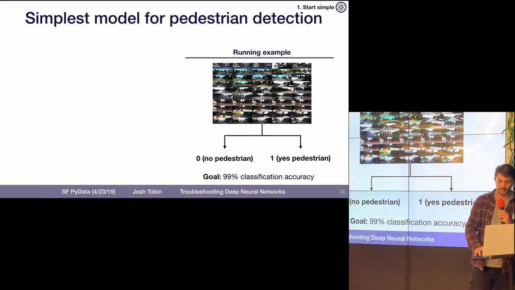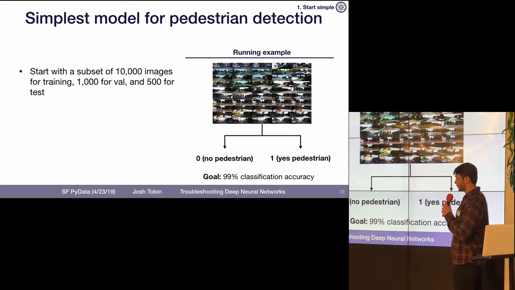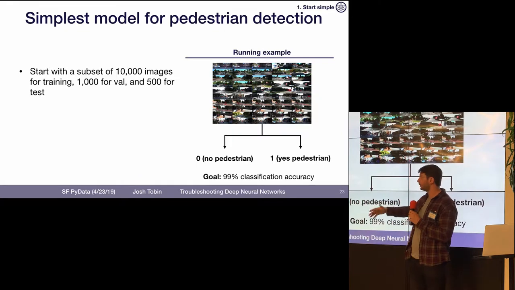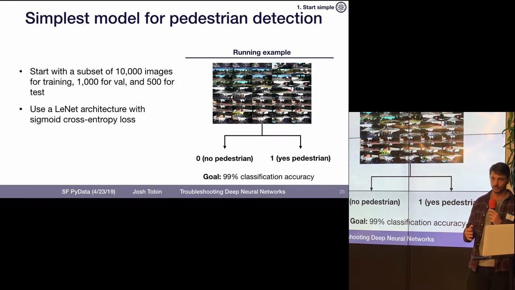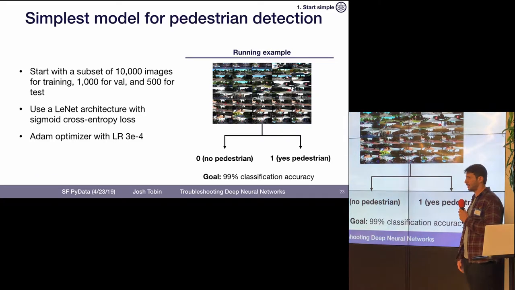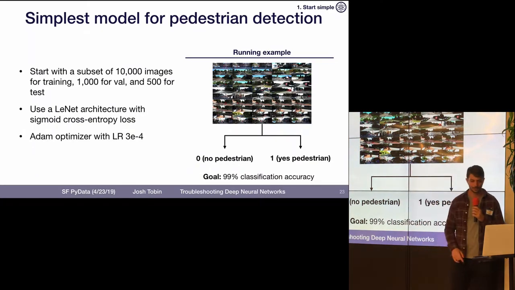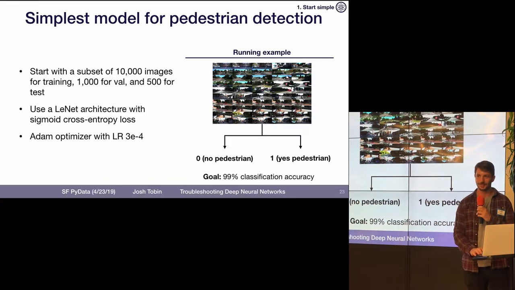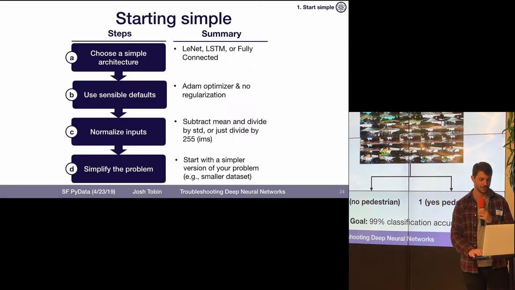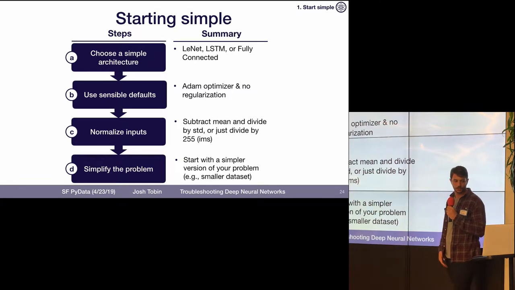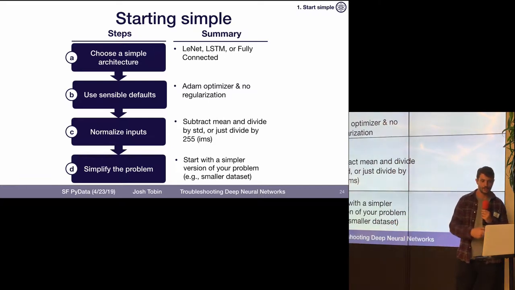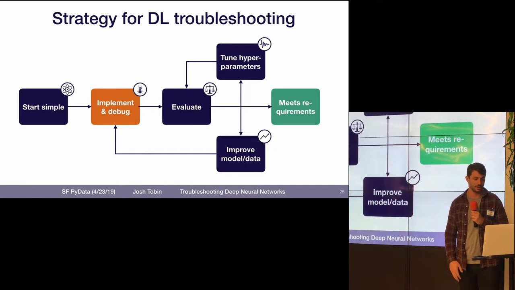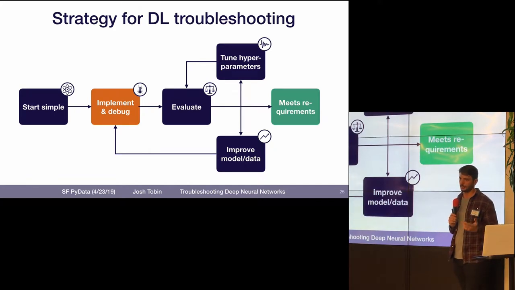And coming back to our running example of pedestrian detection, what might this simplified version look like? We're a self-driving car company, so we have millions of images. We might start with a subset of 10,000 of them and use, again, a very simple convolutional neural network architecture. Use the Adam optimizer with the magic learning rate. This is always the learning rate I start with. It's magic. I can't tell you why, but it is. And no regularization. So just to summarize, we've chosen the baseline model architecture for our task. We've used the sensible defaults that we have in our library, normalized our inputs, and cut down the problem into a more meaningful subset that we can start working on. And so the next step here is to actually go and implement our model and debug it.